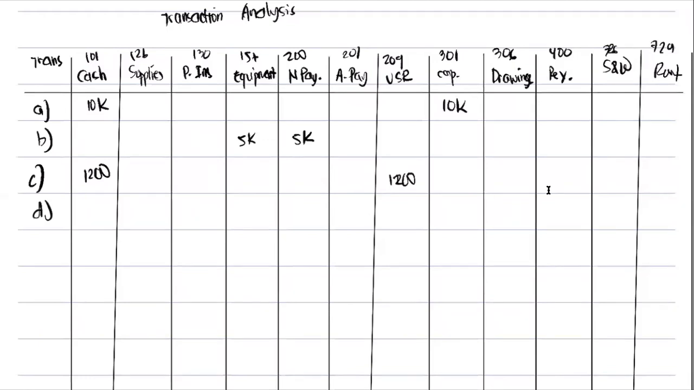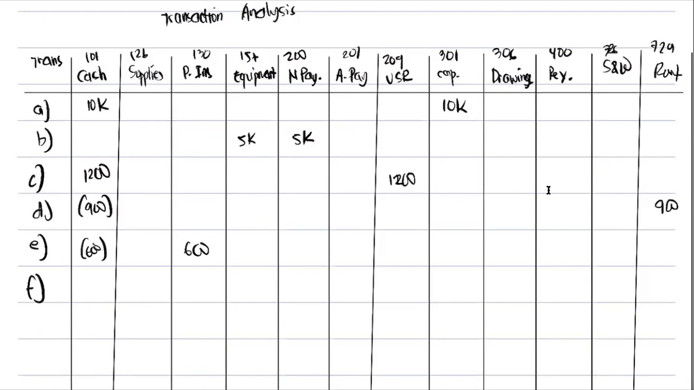Letter D. Pioneer pays office rent in cash. So you debit rent expense, debit is positive. And then you credit cash, credit of cash is negative. So we place here negative 900. Letter E. Pioneer pays 600 for a 1-year policy. So you debit prepaid insurance. Debiting prepaid insurance, an asset, is positive. Crediting cash is negative. So you deduct 600 from cash.